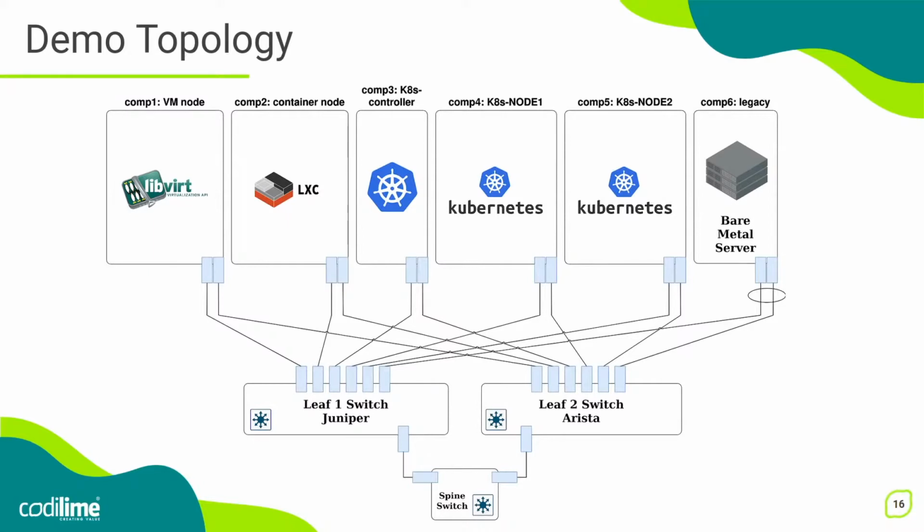And the last node was a legacy bare metal server, which has no FRR running, and the connectivity will be provided by the LEAF1 and LEAF2 switches with the proper configuration there.